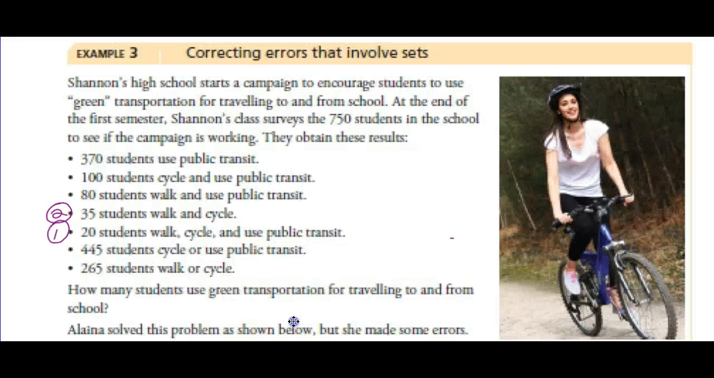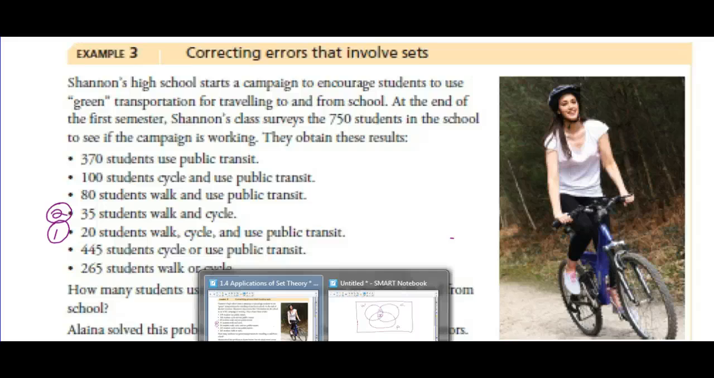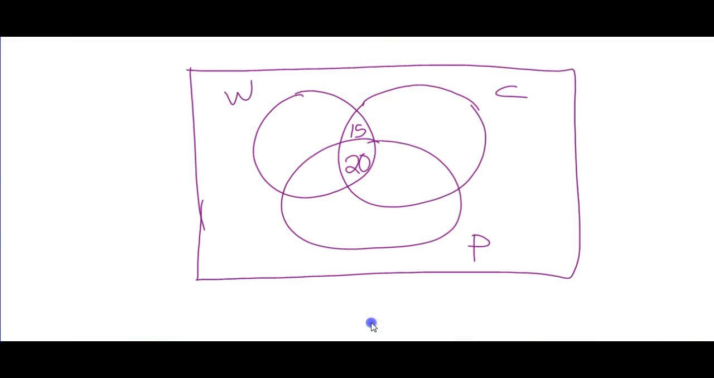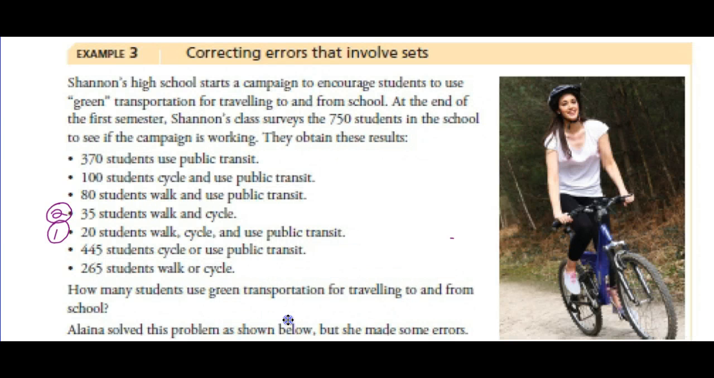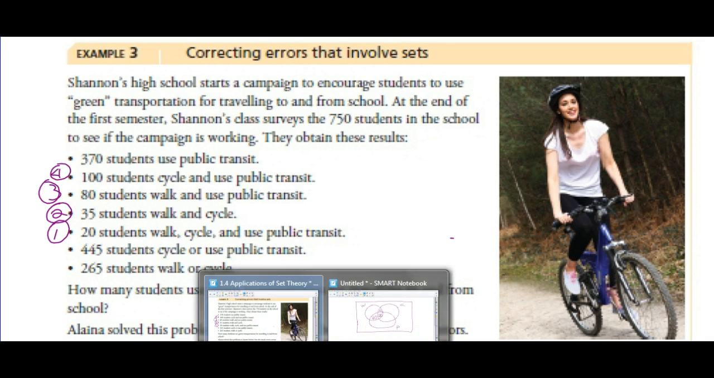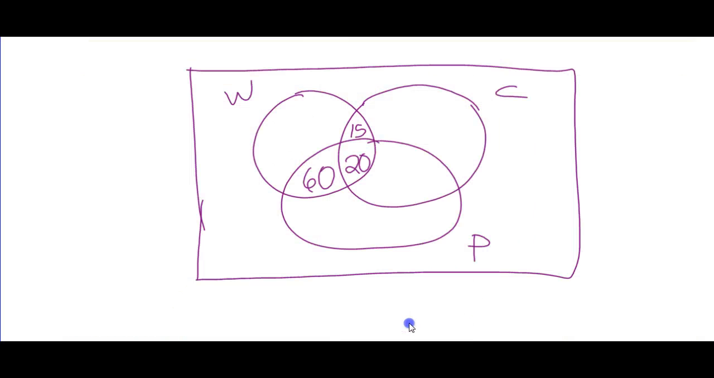Okay, so now we go back here. We got more onlys. So 80 students walk and use public transit. So what goes here? 60. Okay, and so that was next. That was number 3. 100 students cycle and use public transit. Okay, cycle, so what goes here? 80.